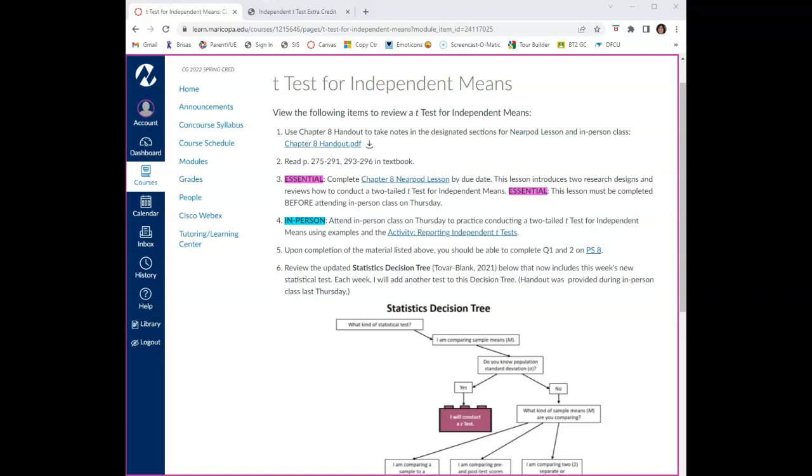Please read the designated pages in the textbook and complete the corresponding Nearpod lesson. Upon completion of the material listed above, you should be able to complete these specific questions on problem set 8.